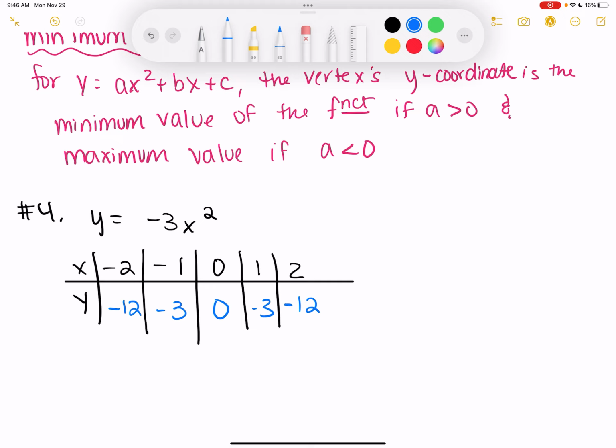Okay, remember they're mirror images. So this is going to give you a parabola, right? So whatever values are on the left of your 0 value, it's going to be equal to whatever's on the right of it. So you put the x, and then you square it, and then you times it by the negative 3.